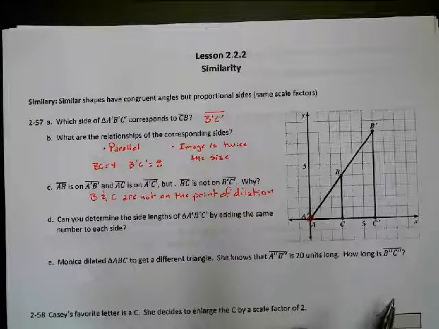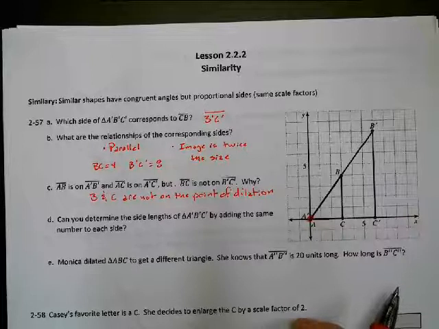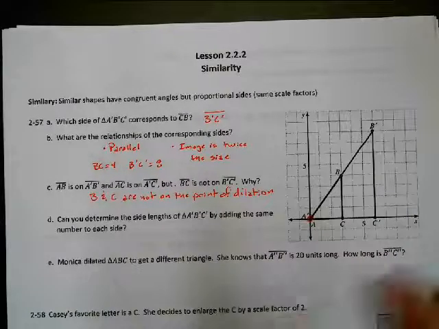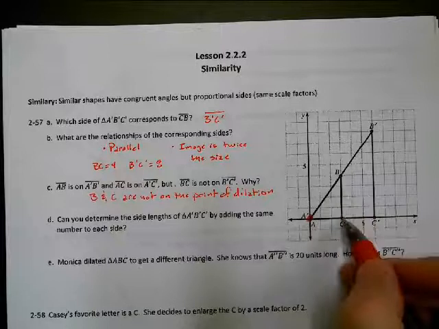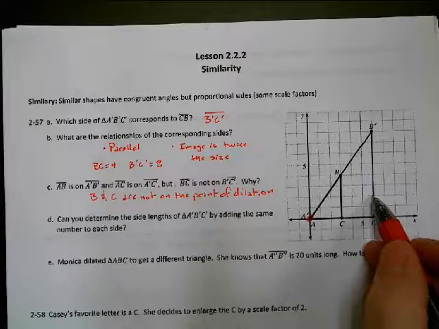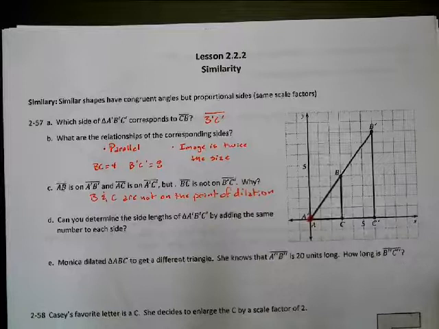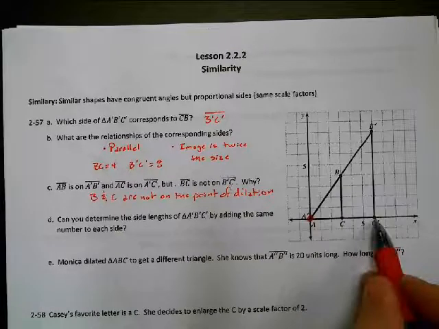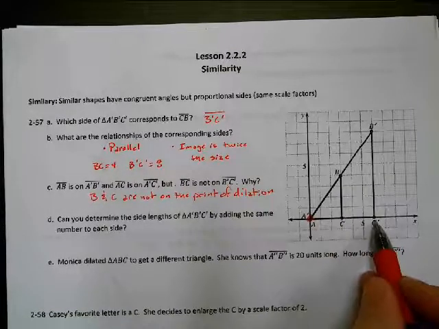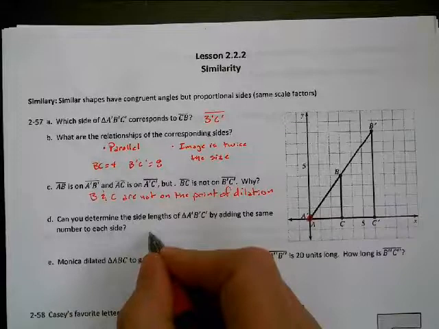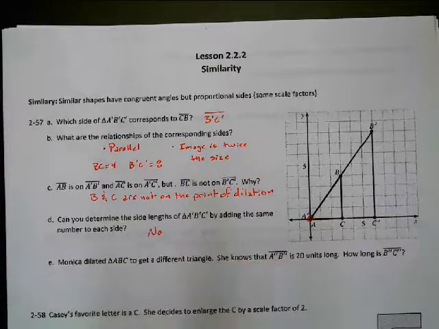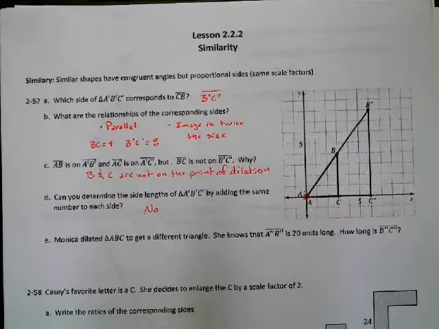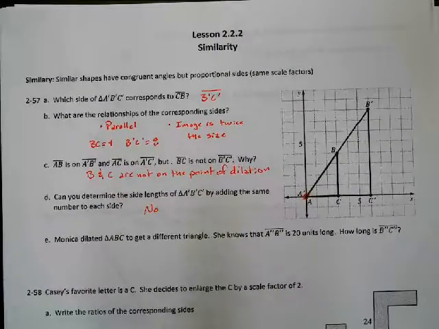Can we determine the side lengths of A prime, B prime, C prime by adding the same number each time? We said here we went from 4 to 8. So should we always add 4 is what this is asking. Well, I don't know. Let's see. This one is 3. If I add 4 to it, I get 7. But this one is 6. So adding the same amount isn't going to work. And we should have seen last time on our last lesson with dilations that we multiply when we do a dilation. And so similarity uses multiplication. It doesn't use addition.